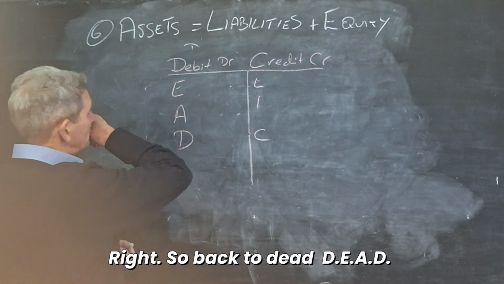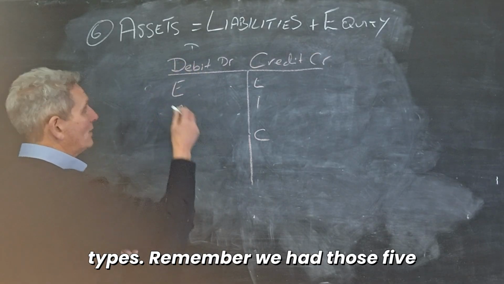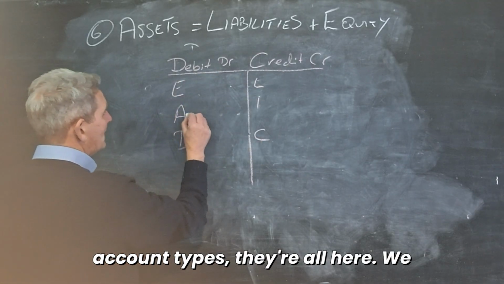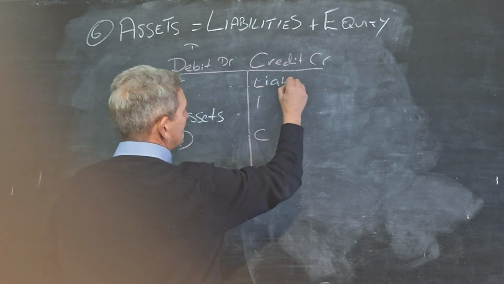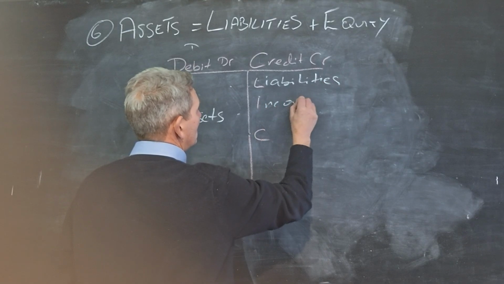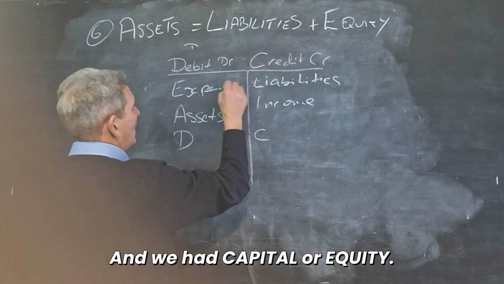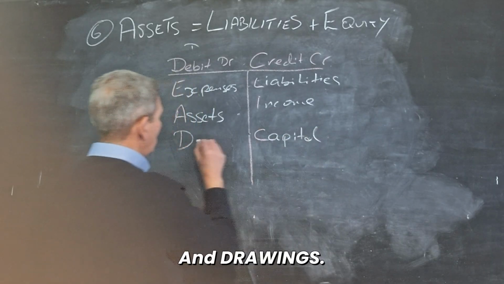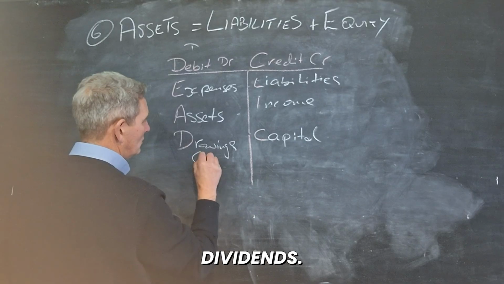Right, so back to DEAD. D-E-A-D. All it stands for is the account types. Remember we had those 5 account types. They're all here. We had assets. We had liabilities. We had income. We had expenses, and we had capital or equity, and drawings, dividends.